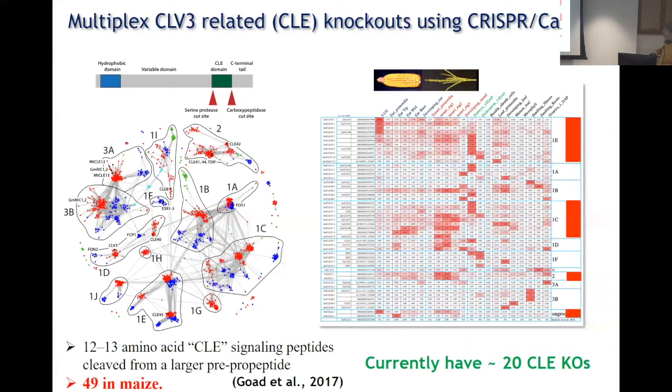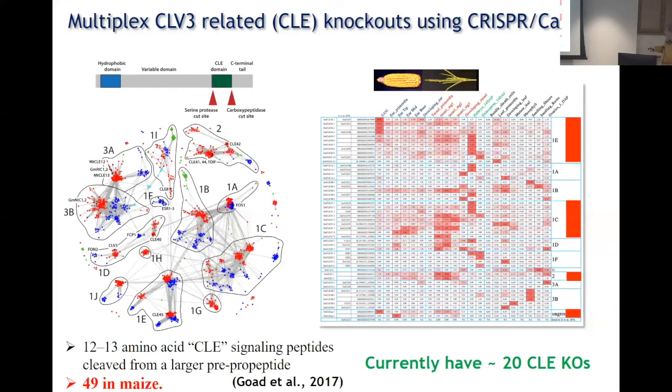And then there are the CLEs. So CLAVATA3 is, as I said, this CLE, this peptide. It's a member of a big gene family. There are actually 49 in Maize. And I didn't dare ask my postdoc to knock out all of them, but he's actually done about 20 of them already. So this is amazing, not all in the same plant, right? So they all have to be crossed together, but with the amazing power of CRISPR, we're now knocking out 4 genes at once, and we could go to more, I'm sure. So things are going to change very quickly.